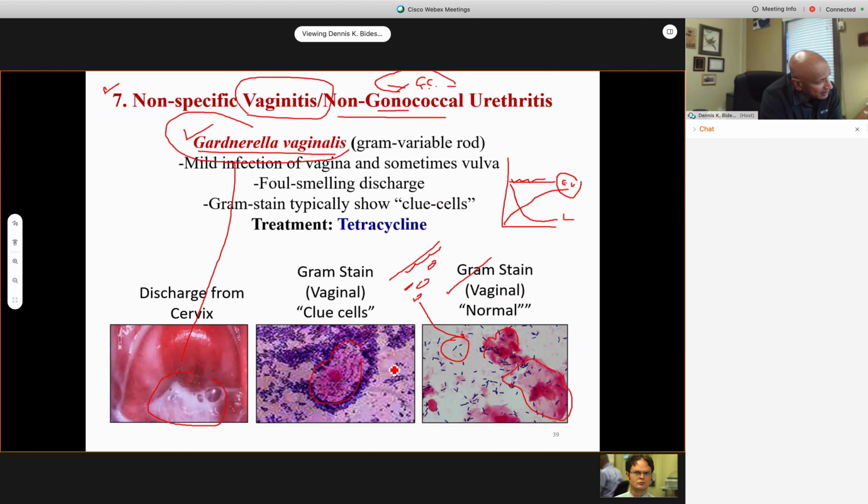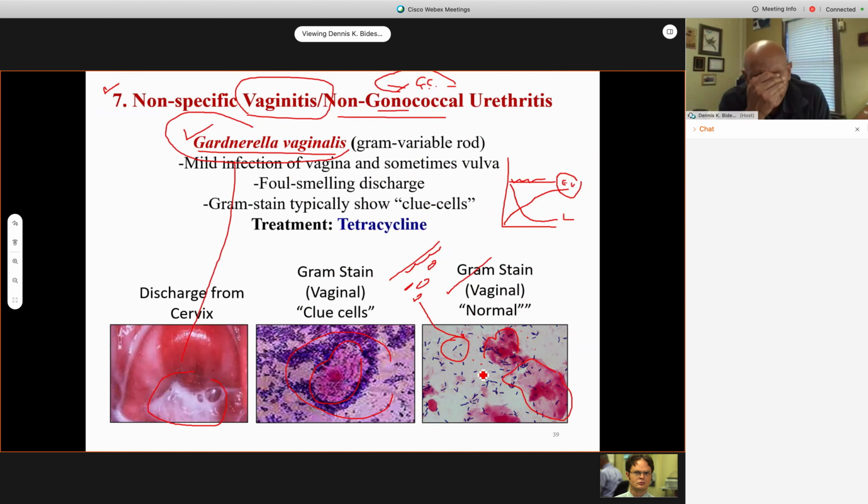That doesn't look anything like this. This is a clue cell. So here's what we have. We have an epithelial cell on which is stuck this organism, Gardnerella vaginalis. So basically, this organism, G. vaginalis, can stick pretty tightly to the surface of epithelial cells. That is called a clue cell.